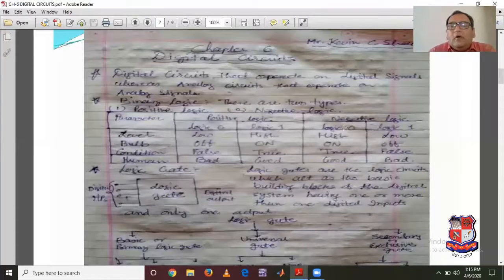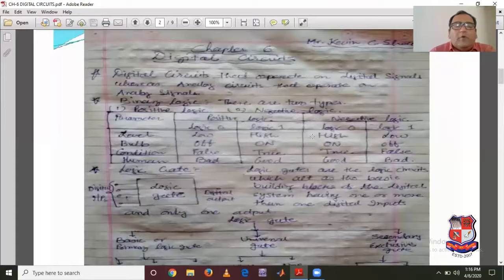But negative logic is just the opposite of positive logic. It means that if the level is high, it is considered logic 0, and if the level is low, it is logic 1. So you observe that this is just the opposite of positive logic.